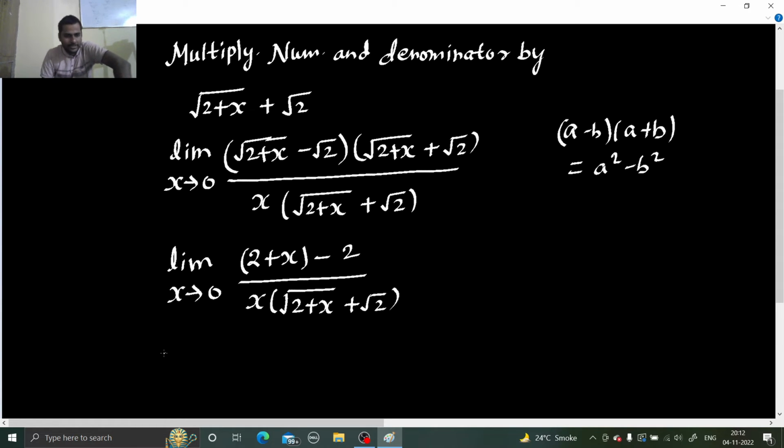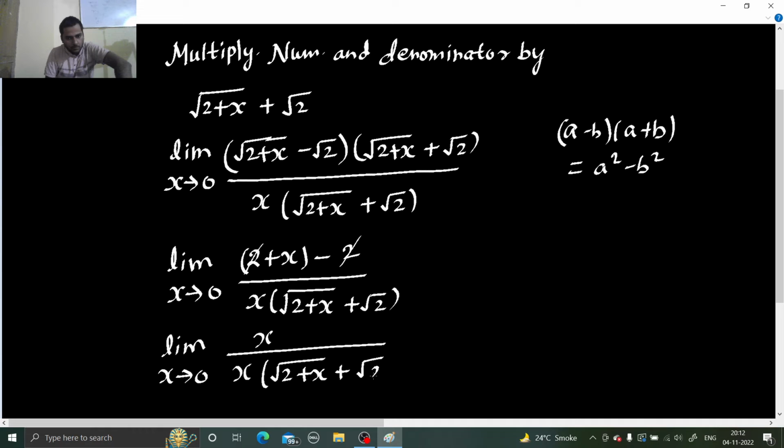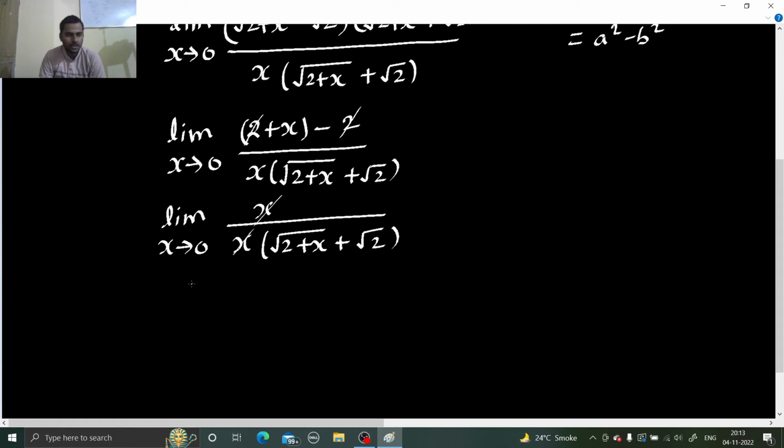Now if I look at the numerator, this 2 will get cancelled. I am only left with x divided by x times (root of 2 plus x plus root 2). This x can now be cancelled out. So now if I check the form, if I put 0 in the numerator, I have 1, so no effect. In the denominator, if I put 0, I will get root 2 plus root 2, that means 2 root 2. So the indeterminate form is not present now. That means I can directly substitute the value of x.